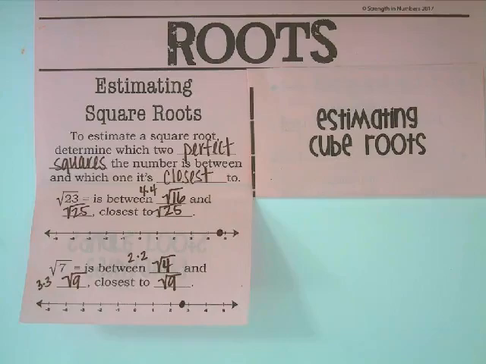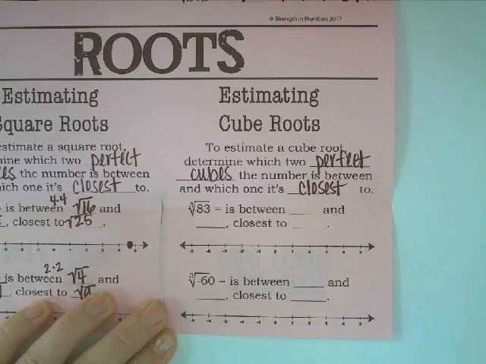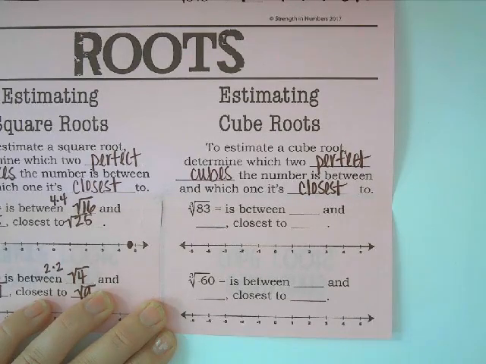Let's move on to estimating cube roots. When estimating cube roots, you're going to need to determine which two perfect cubes the number is between and which one it's actually closest to. Looking at the cube root of 83. Remember, your teacher's going to give you a paper that has the cube and square roots so that you can work on memorizing them. If I have the cube root of 83, that's not a number I recognize as being a perfect cube.